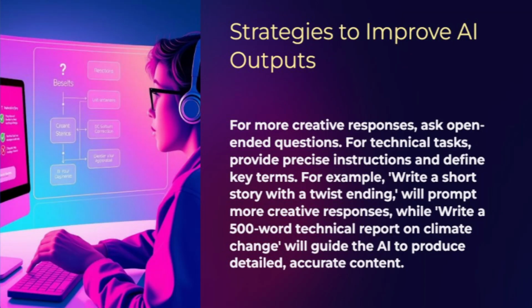Now, let's talk about strategies to improve creative or technical outputs. If you want a more creative response, ask for ideas in a more open-ended way. For technical tasks, provide precise instructions and define key terms. For example, write a story with a twist ending will prompt a more creative response, while write a 500-word technical report on climate change will guide the AI to produce detailed, accurate content.